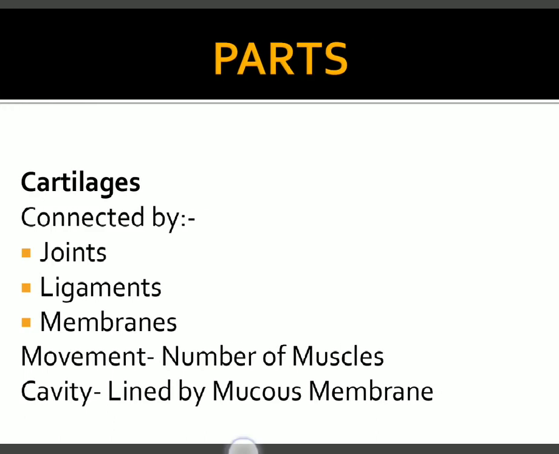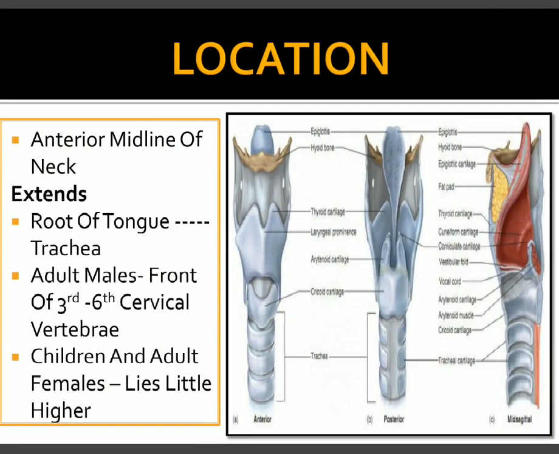The larynx consists of various cartilages connected with the help of joints, ligaments, and membranes. There are muscles also which help in the movement of this larynx. And then there is a cavity which is lined by mucous membrane. This is the membrane. Similarly, there are ligaments, joints, and muscles as well, and on the inner side, this is the cavity which is lined by mucous membrane.